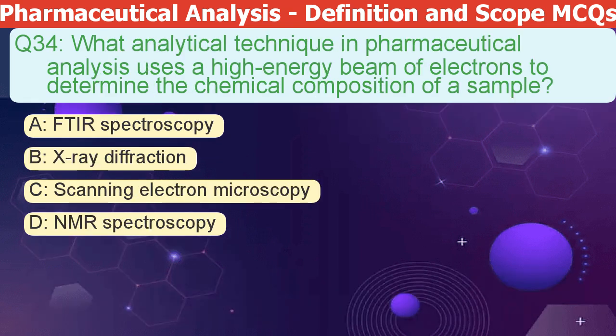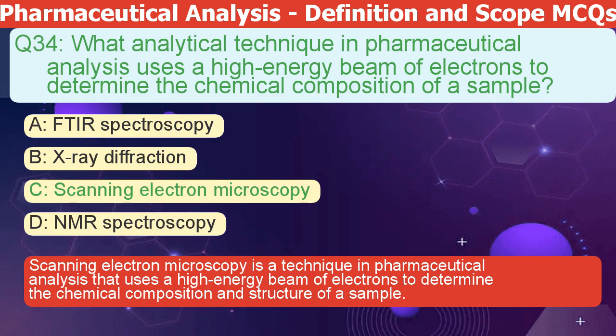What analytical technique in pharmaceutical analysis uses a high-energy beam of electrons to determine the chemical composition of a sample? A. FTIR spectroscopy. B. X-ray diffraction. C. Scanning electron microscopy. D. NMR spectroscopy. The correct answer is C. Scanning electron microscopy is a technique in pharmaceutical analysis that uses a high-energy beam of electrons to determine the chemical composition and structure of a sample.